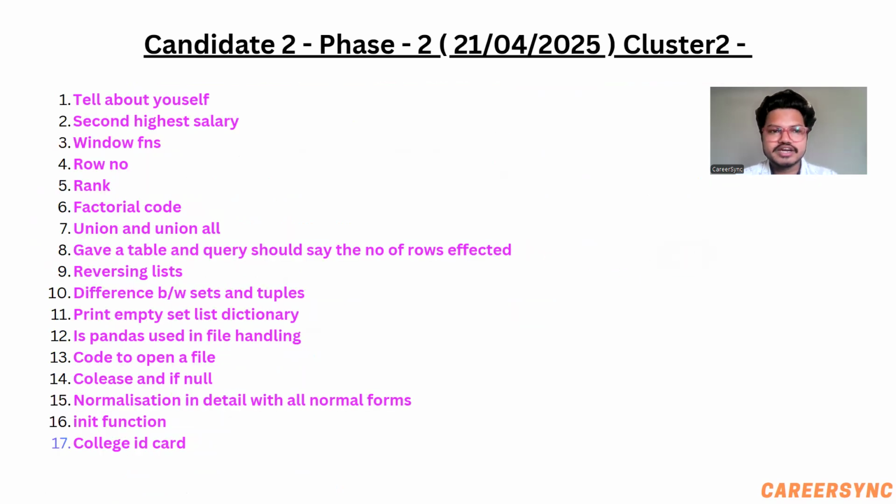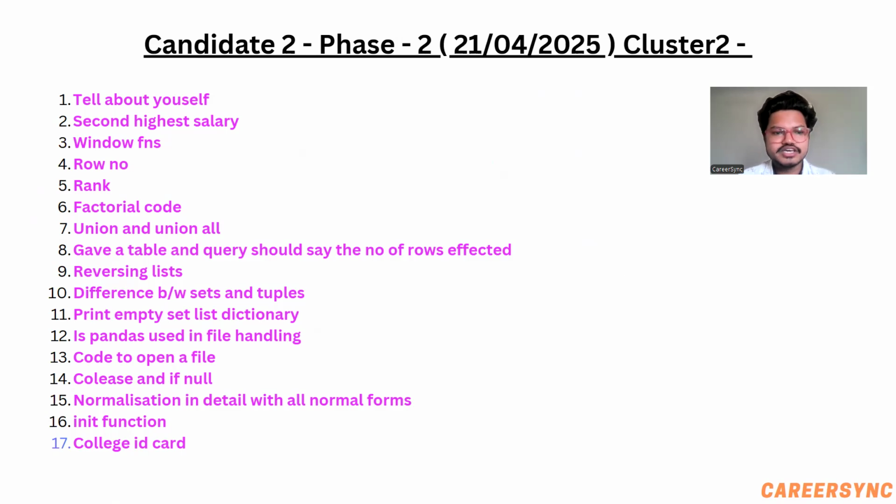Now let's discuss candidate two. Tell me about yourself. Then he was asked the second highest salary SQL query, which he has to write. What are window functions? Row number, rank, factorial, code, union and union all. Given a table, the query should show the number of rows affected. Reverse the list, difference between sets and tuples, print an empty list, list and dictionary. Is pandas used in file handling? Code to open a file.